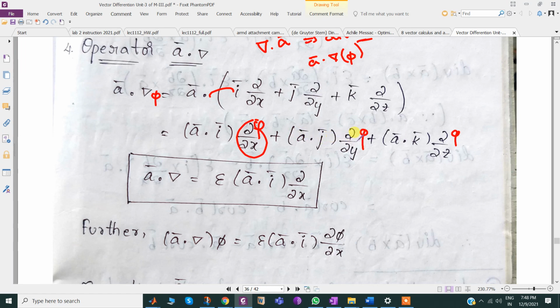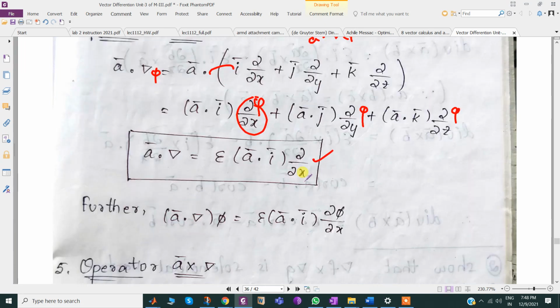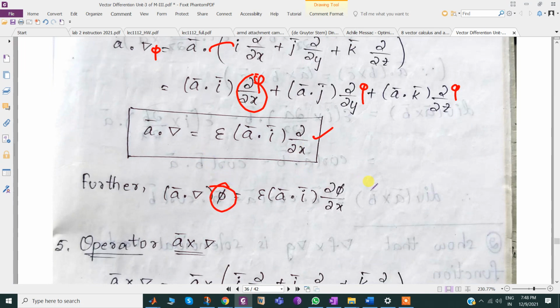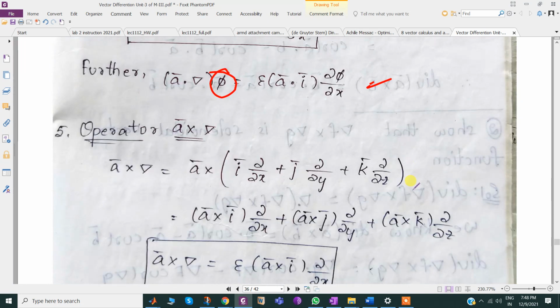So a bar dot i bar dou phi by dou x plus a bar dot j bar dou phi by dou y plus a bar dot k bar dou phi by dou z. So like this I may write a bar dot del is equal to sigma a bar dot i bar dou phi by dou x. Yeah, phi is given. See this now. a bar cross del, again the same logic. Instead of the dot, there might be cross. That's it. Sigma a bar cross i bar dou phi by dou x. If I use the phi.